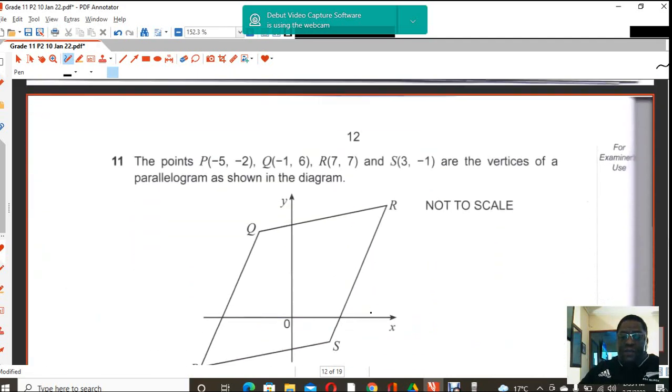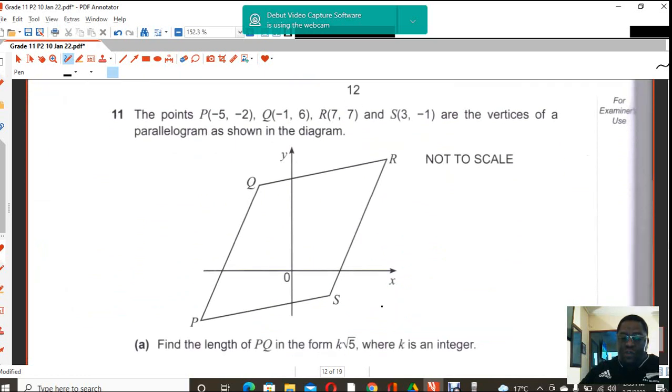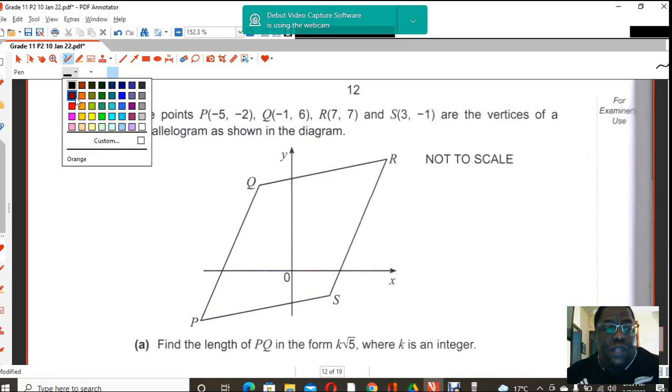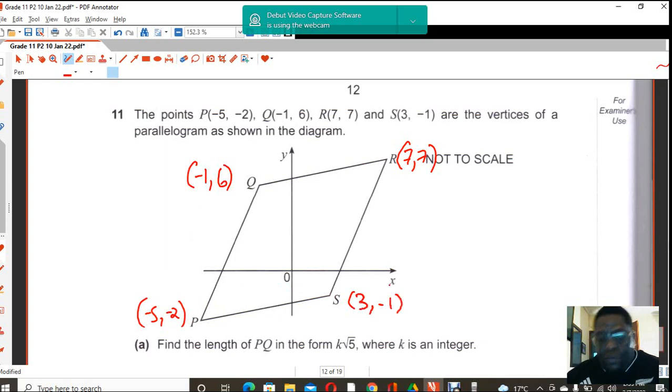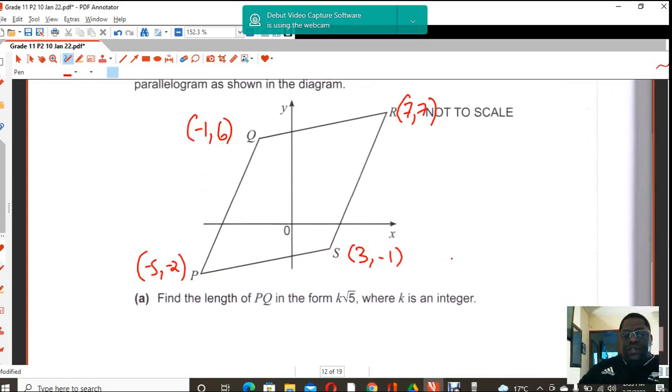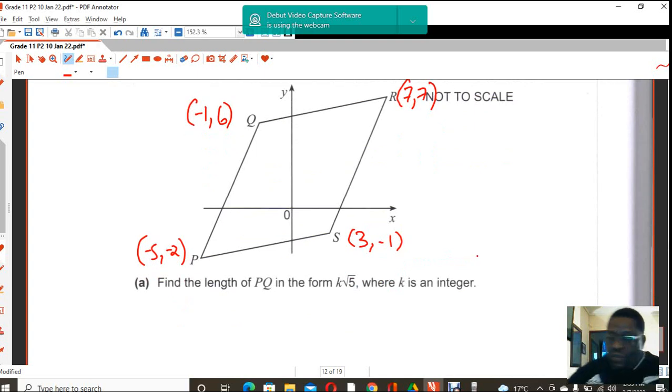That is question 11. So this is coordinate geometry. Right, so let me just see what it is that they are giving me. They are saying R is the point (7, 7). Q is the point (-1, 6). P is the point (-5, -2). It's in the third quadrant. And S is the point (3, -1). Okay. Now they are saying find the length of PQ. Now you're going to use Pythagoras here.